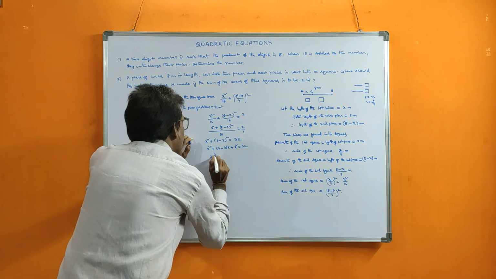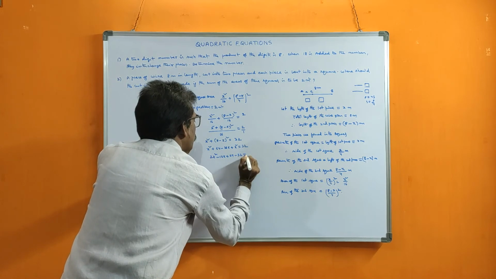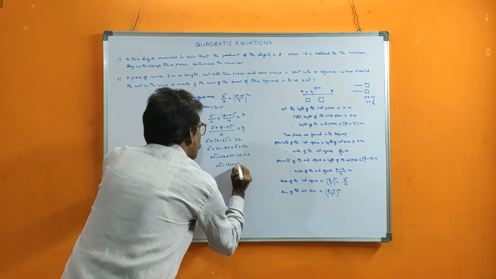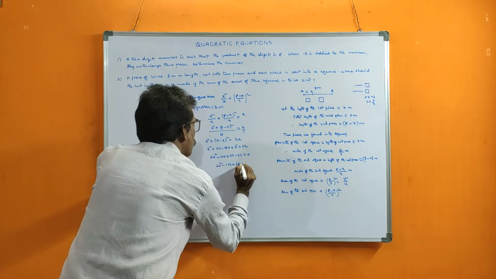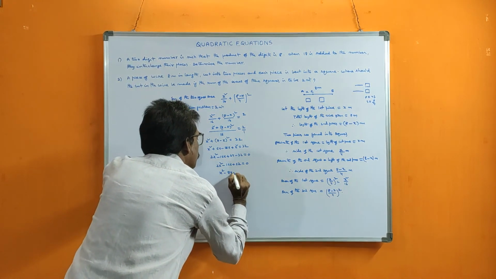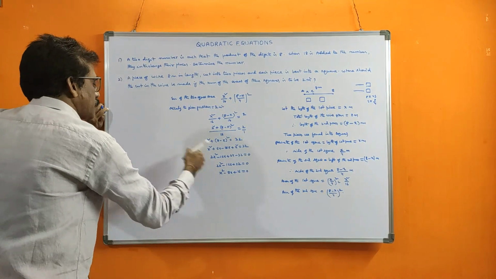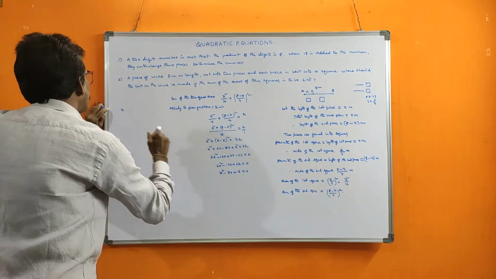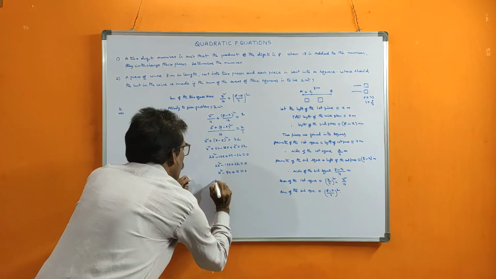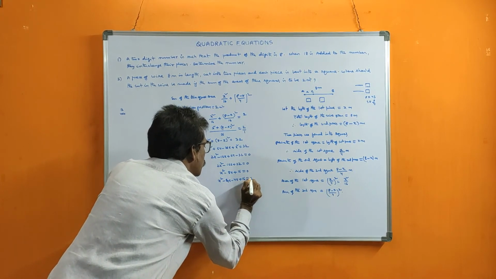Now x square plus x square is 2x square, next the x term is minus 16x, and the number is plus 64. Bringing 32 to this side, 64 minus 32 is plus 32, so 2x square minus 16x plus 32 is equal to 0. Dividing throughout by 2, x square minus 8x plus 16 is equal to 0. Now we should split 16 such that the sum is 8: 4 and 4, and 4 plus 4 is 8.